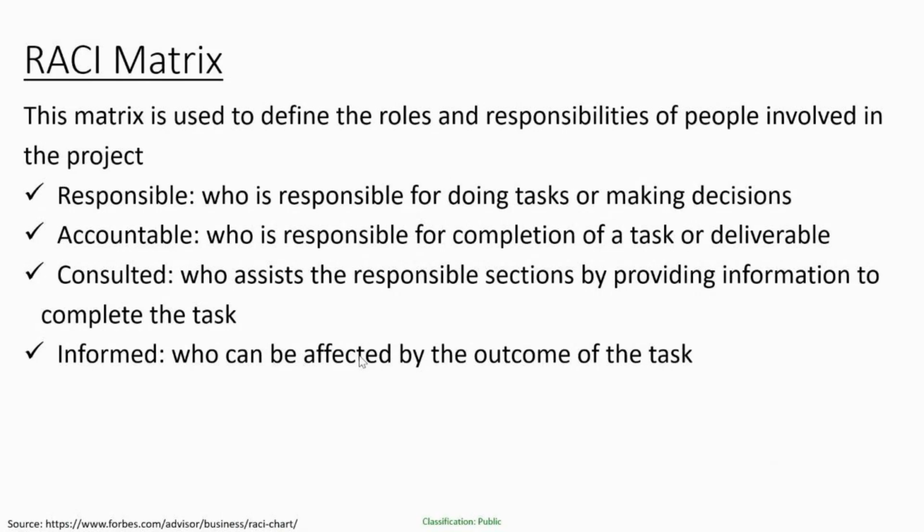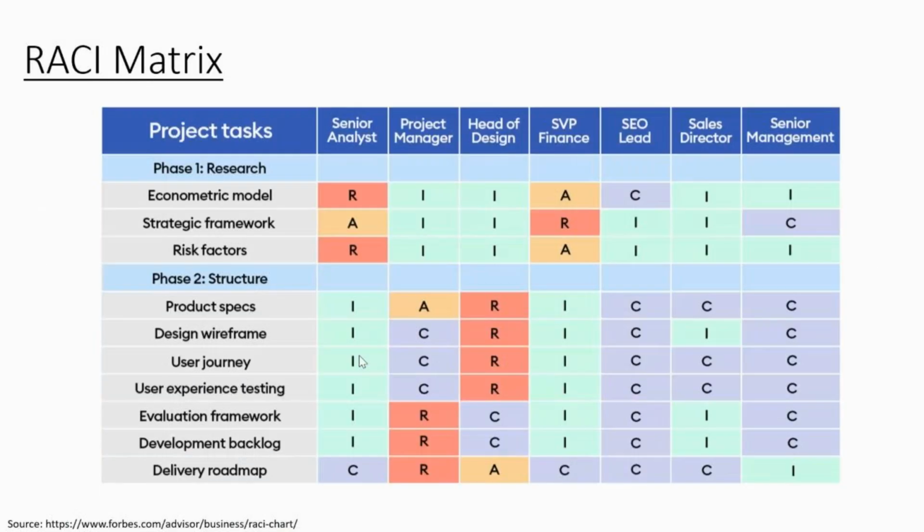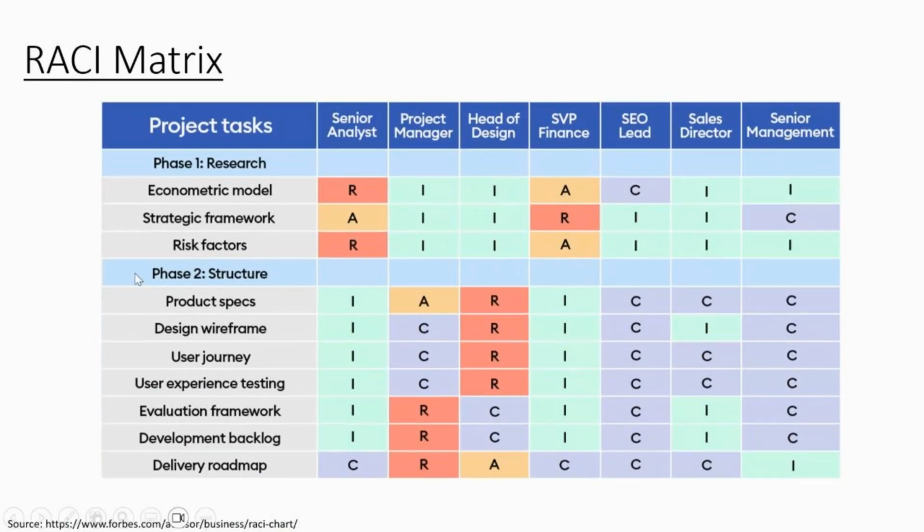Let's take an example of an IT project and see how a RACI matrix would look. Here we have the list of tasks or deliverables in specific rows, and in the columns you have the roles or designations of the people. In a typical project, you might have your senior analyst, project manager, head of design, the senior vice president of the finance team, the SEO lead, sales director, senior management. Just a random example that has been picked up.